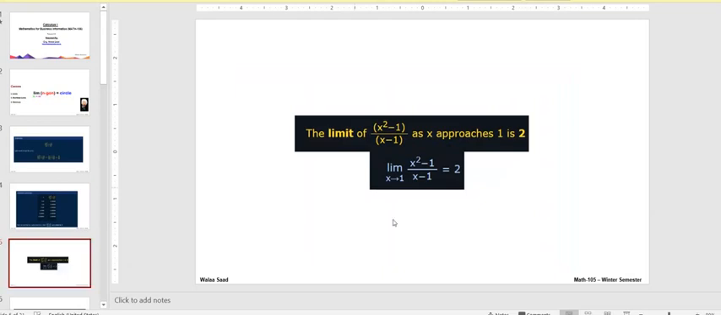And this is how we write it. The limit of that function as x approaches 1 is 2. And mathematically, we will write it simply with lim, the limit, and the function as x approaching 1 is equal to the capital L value that we are seeking, which is the 2.